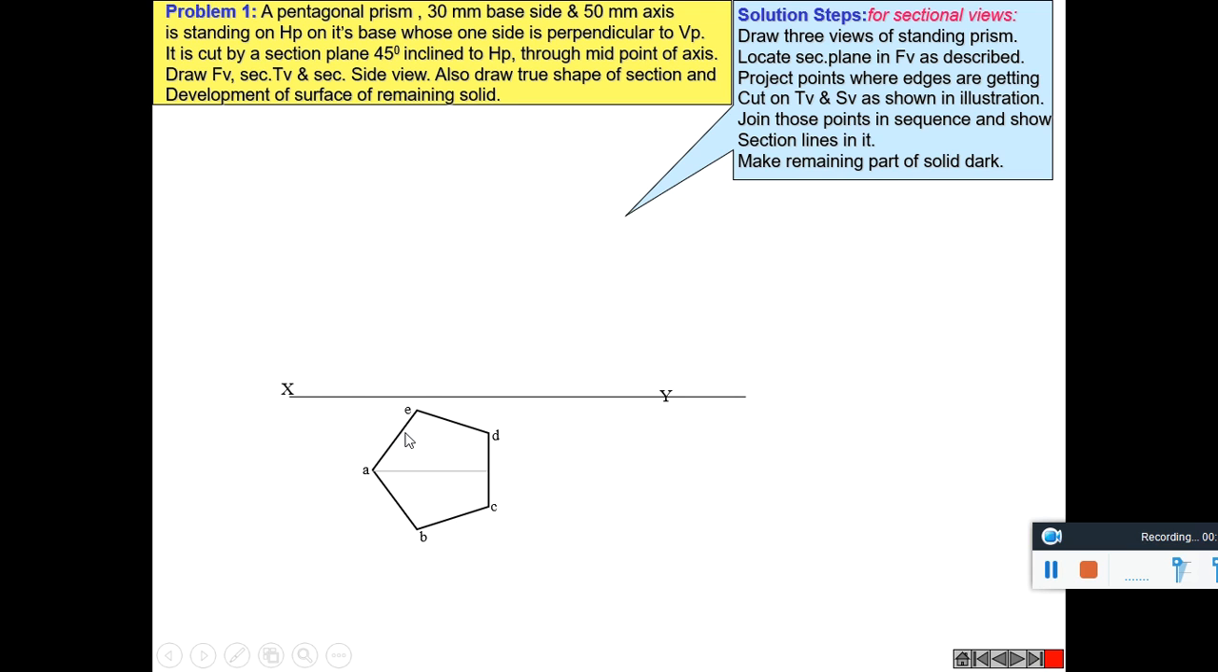Construct a regular pentagon of side 30 mm and draw its front view; its axis is to be taken as 50 mm. It is said that it is standing on HP on its base, whose side is perpendicular to VP. So one side, that is the side CD, is drawn perpendicular to VP. From that, we draw the front view. These lines are projected upwards and the front view is drawn.